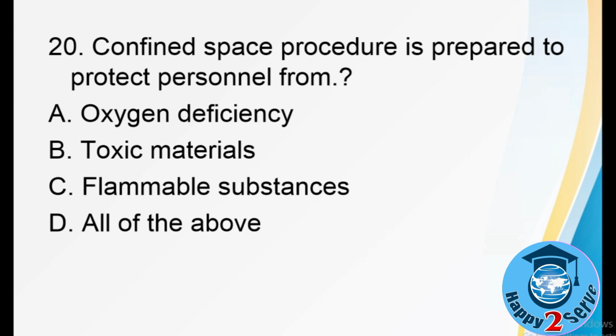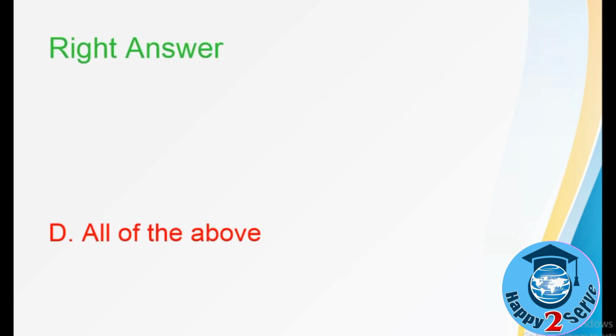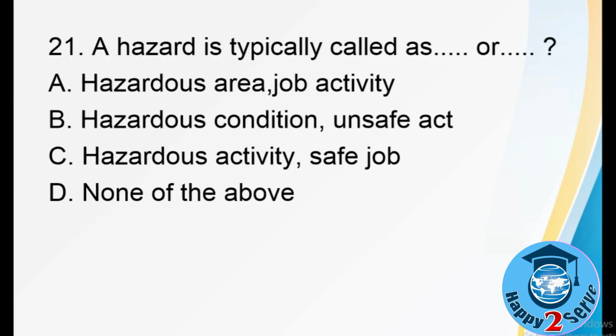20. Confined space procedure is prepared to protect personnel from A. Oxygen deficiency, B. Toxic materials, C. Flammable substances, D. All of the above. Right answer: D. All of the above.